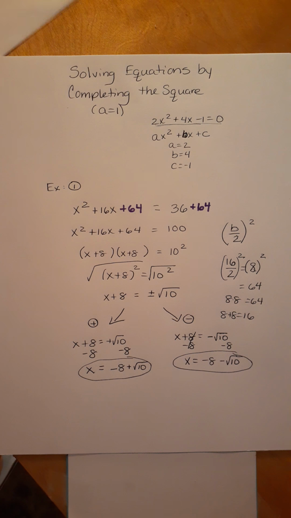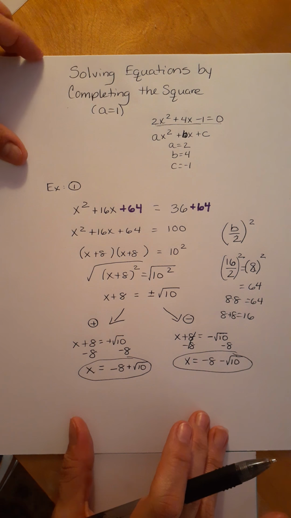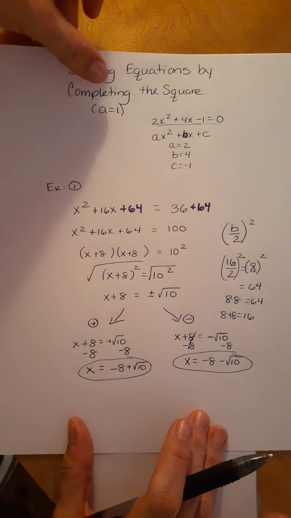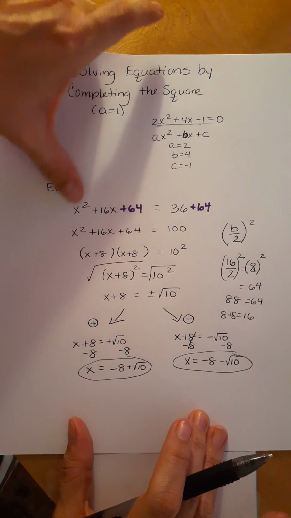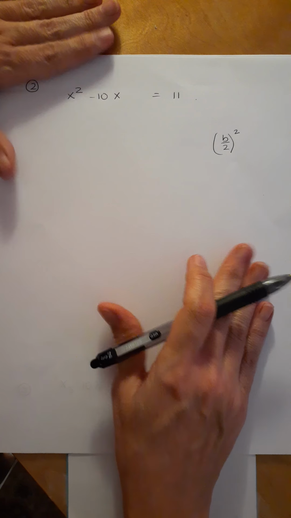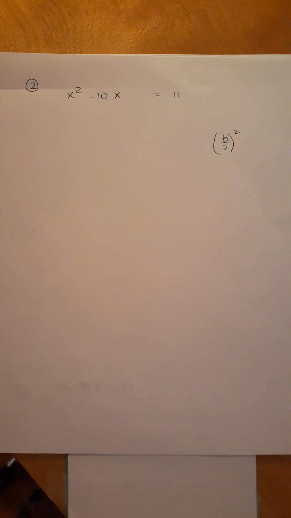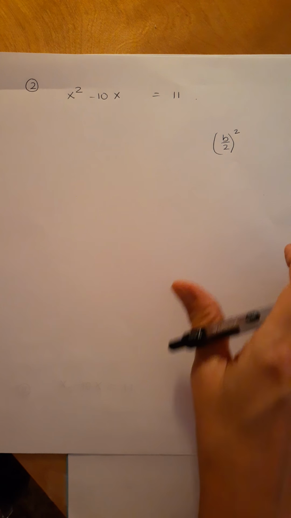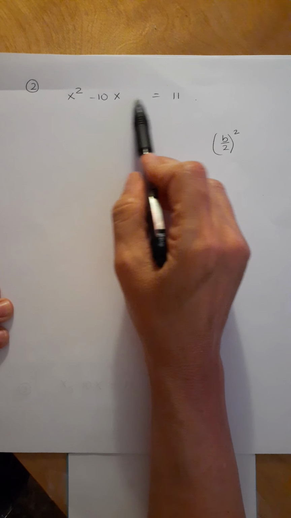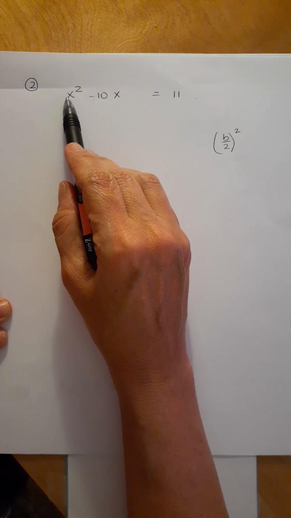Okay, so the next thing that we're going to do is another example, which hopefully will come out a little bit easier. And this I'm going to show you when my a is 1. So let's do another example with this. And that would be x squared minus 10x equals 11. Now, this is the perfect candidate for completing the square because there's no number here. There's an a. This is for when my a is equal to 1.